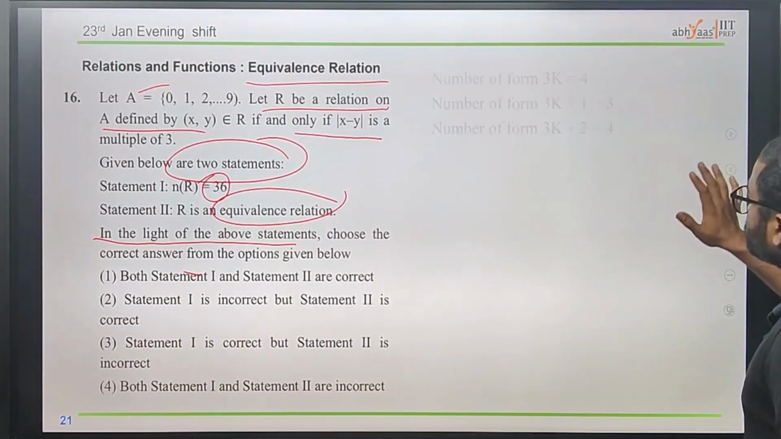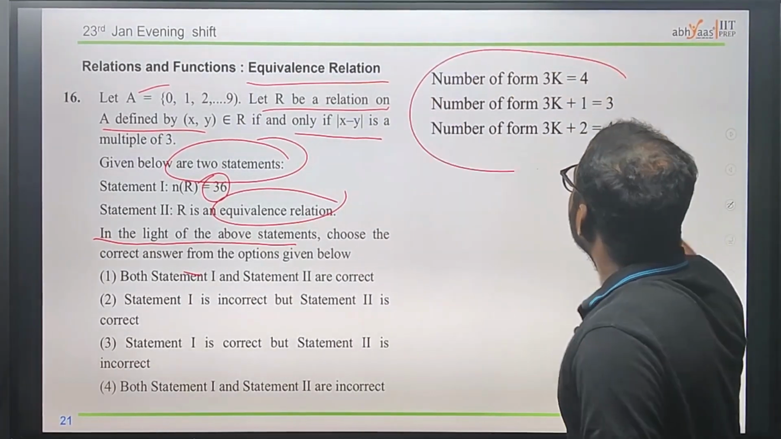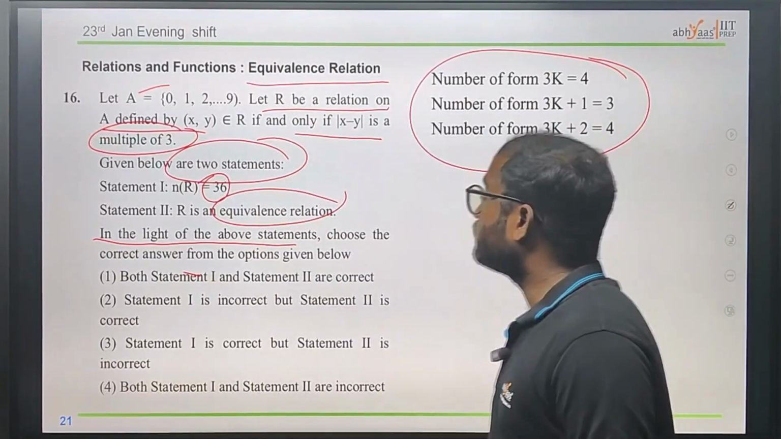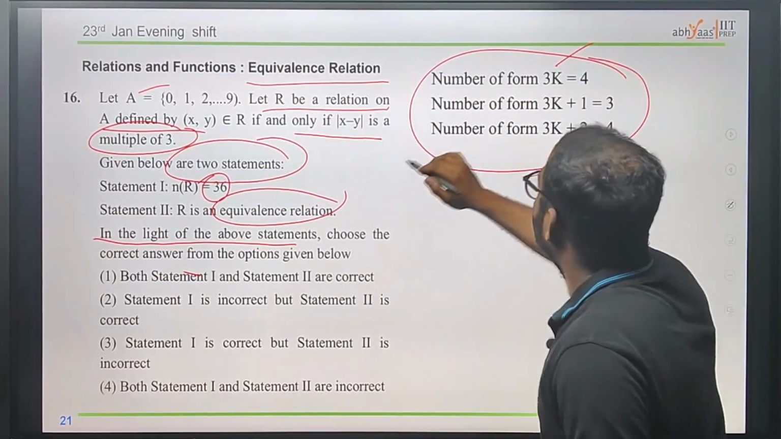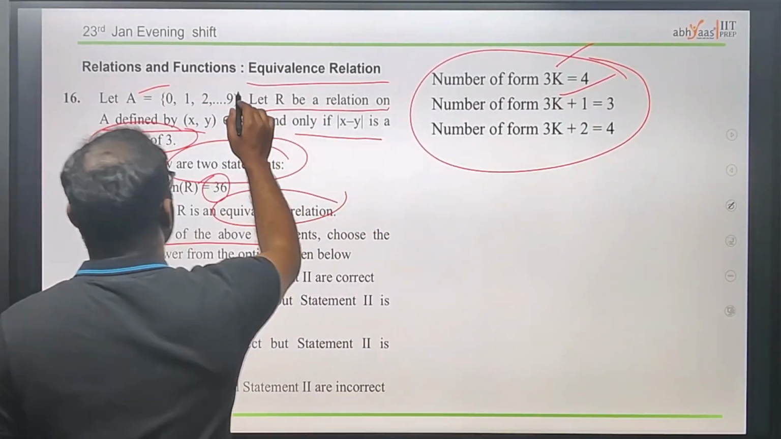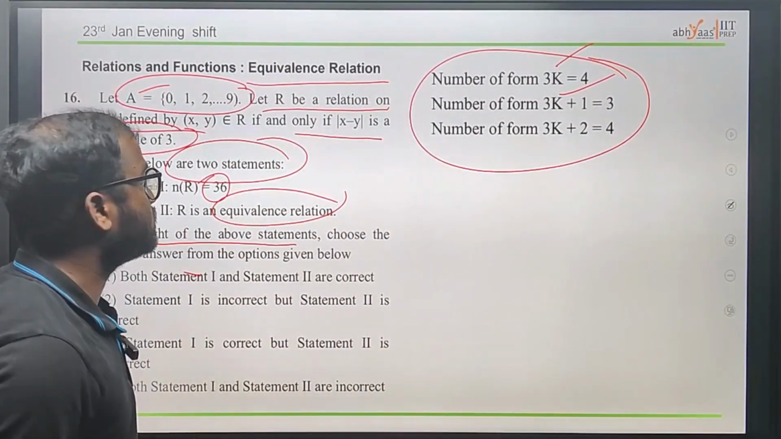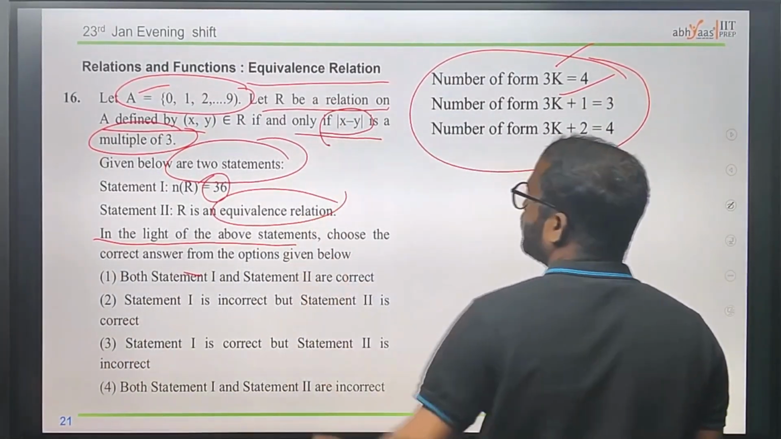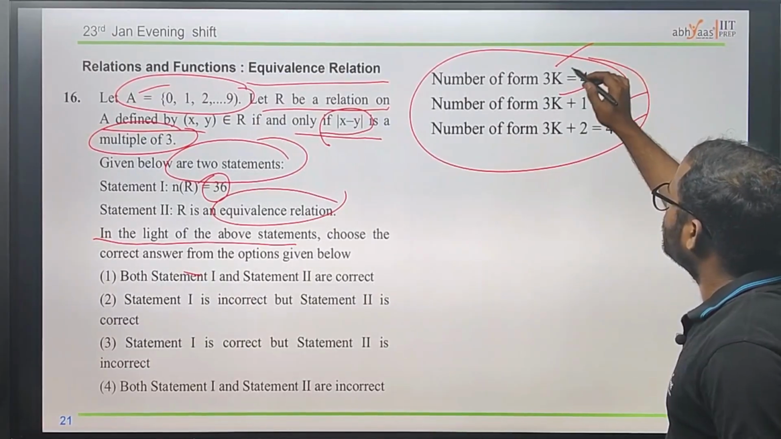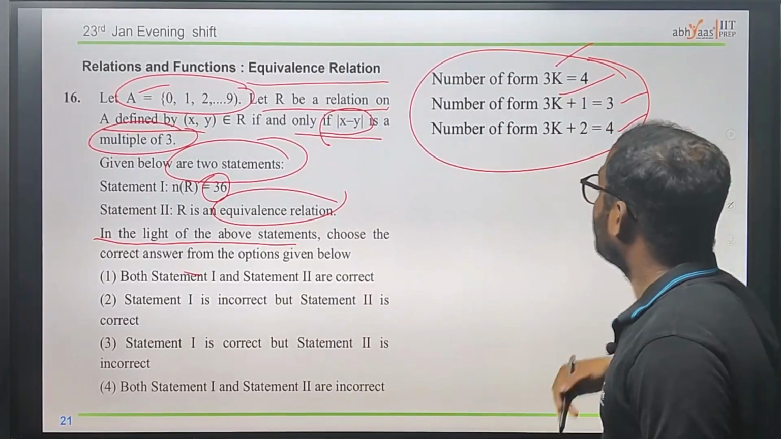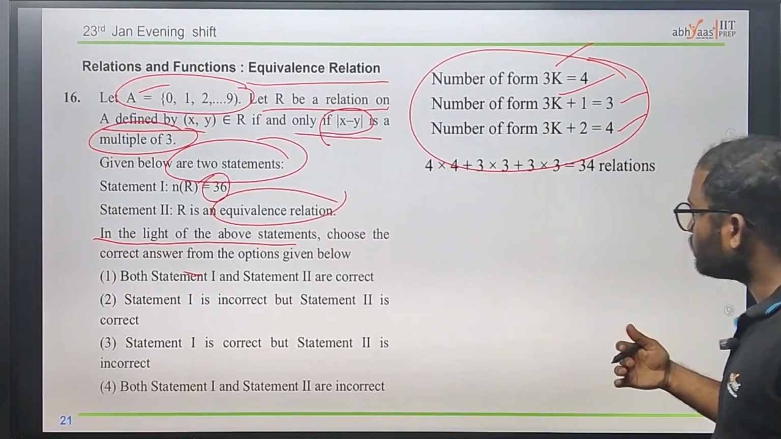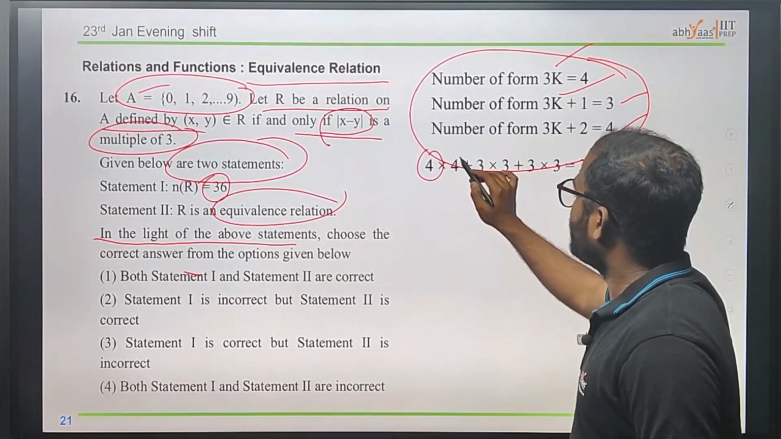Now see here, we have 3k. Why are we taking 3k? Because we are taking multiples of 3. For that reason we are checking 3k, and also 3k plus 1, and 3k plus 2, because we are selecting the elements from A, and the condition x minus y must be satisfied. For that reason we are taking that. We get 3k equal to 4, dividing by multiples of 3, and we get 4 times 4.